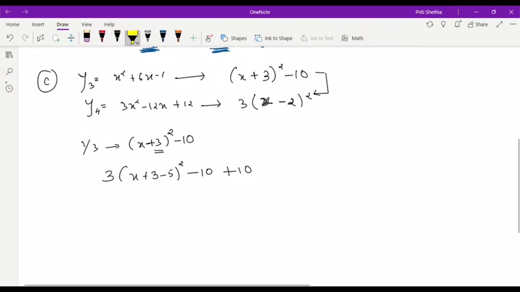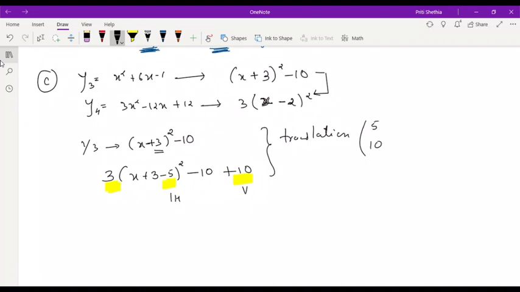Now if we figure out, I did three things over here. First of all, I did minus 5. I added plus 10 and I multiplied with 3. So if we club all three things together in writing our transformations, this is how we can see. Now there is a translation first. We have both the translations. This is my horizontal and this is my vertical. So we club both the translations. Horizontal is 5, vertical is 10.